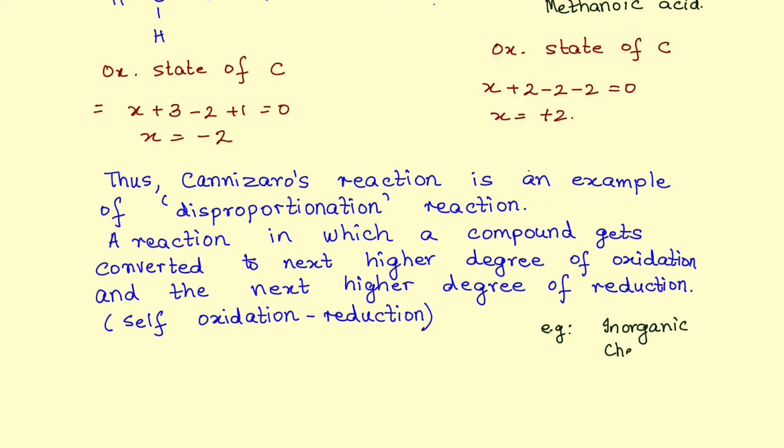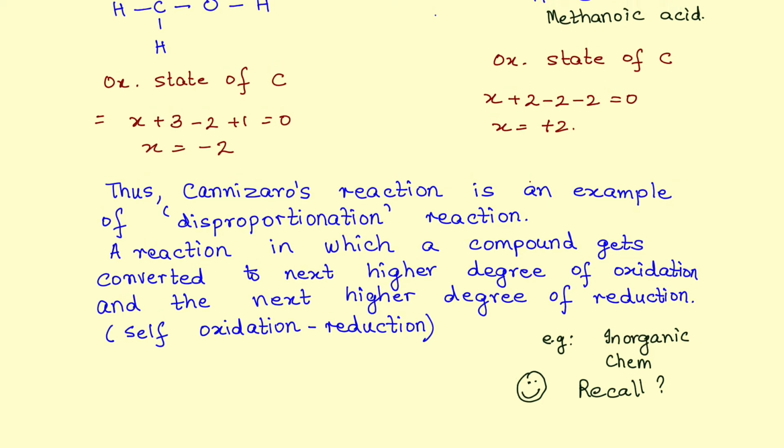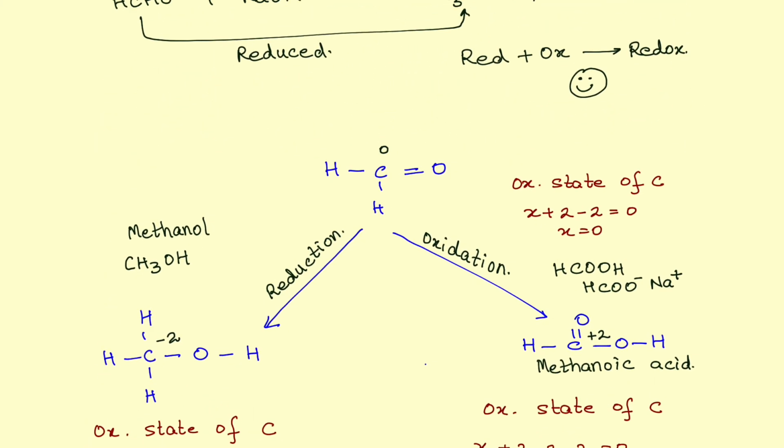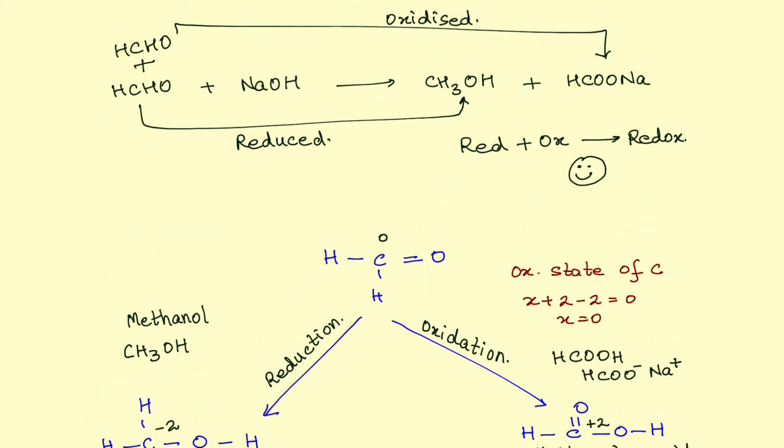You would have done examples of disproportionation reaction in inorganic chemistry as well. Can you recall any of them? Remember the topic of phosphorus, compounds of phosphorus? So that's a hint to you. Look out for disproportionation reaction. So Cannizzaro's reaction is an example of disproportionation reaction. The same molecule getting reduced as well as oxidized, the same compound.